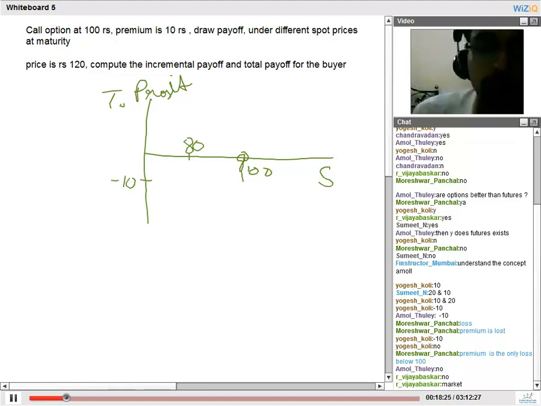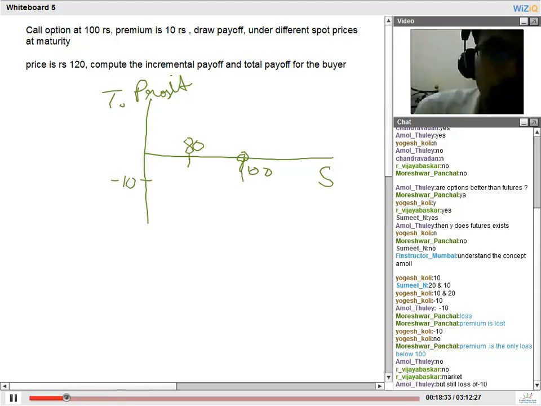If the option is not going to be exercised, that means you will lose your initial upfront premium. So you already paid the premium, you will lose that premium. So notice, at any point below 100, if the stock remains below 100, the option will not be exercised. The buyer of the option is going to lose his premium. So he will have a loss of minus 10.